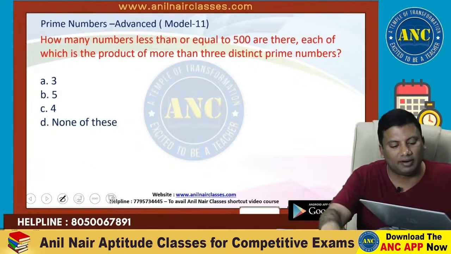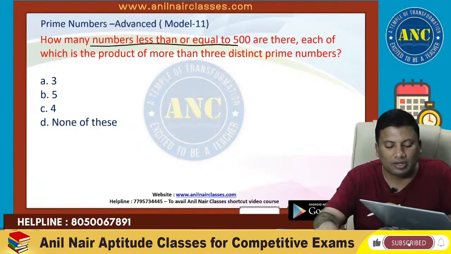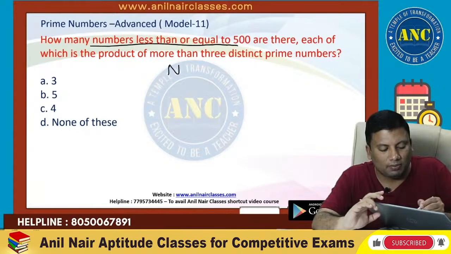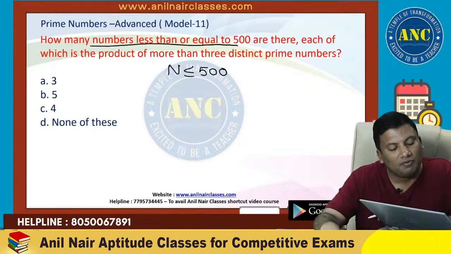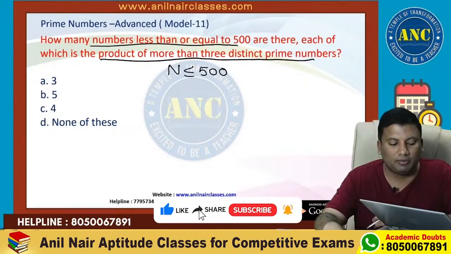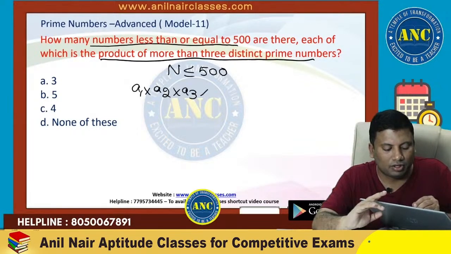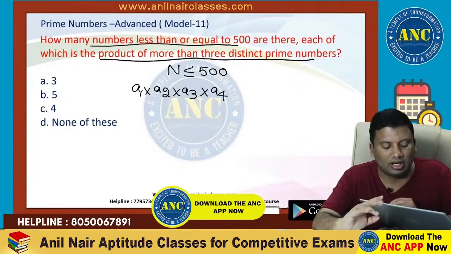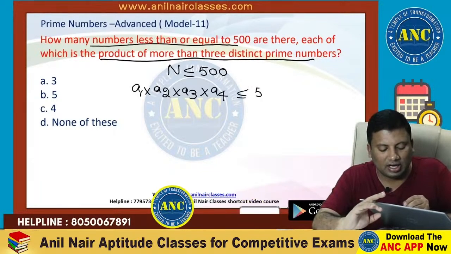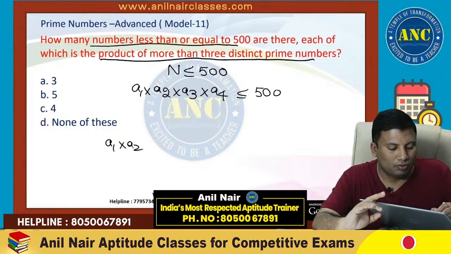Model number 11. How many numbers less than or equivalent to 500 are there which are the product of more than 3 distinct prime numbers? The product should be of more than 3 primes. So let me start with 4: A1 into A2 into A3 into A4 less than or equivalent to 500. It can also be A1 into more than 4 primes, right?